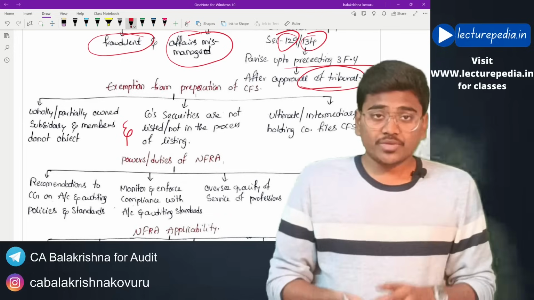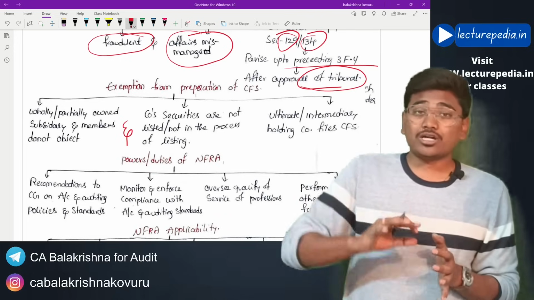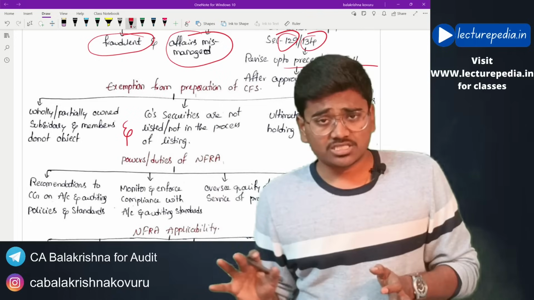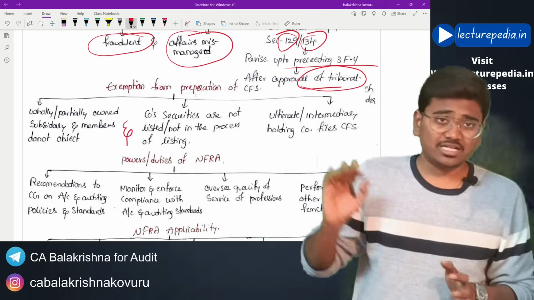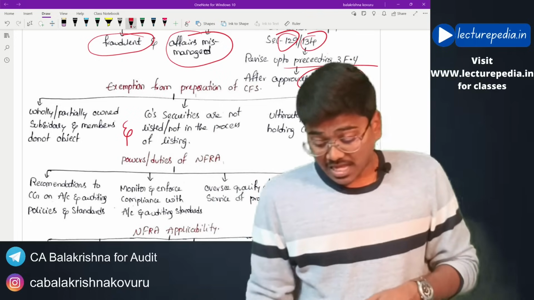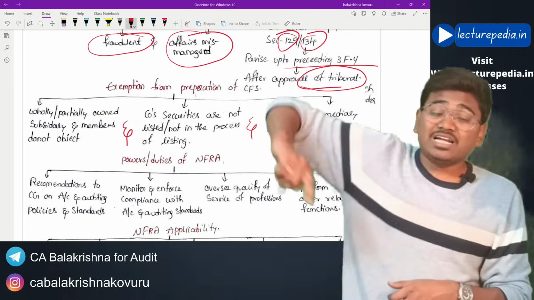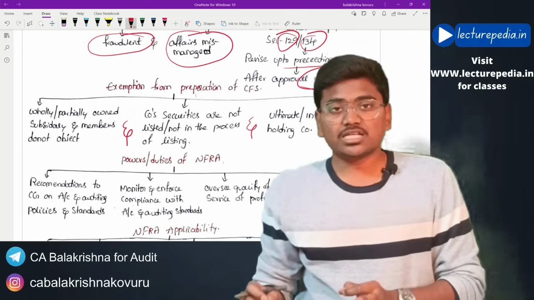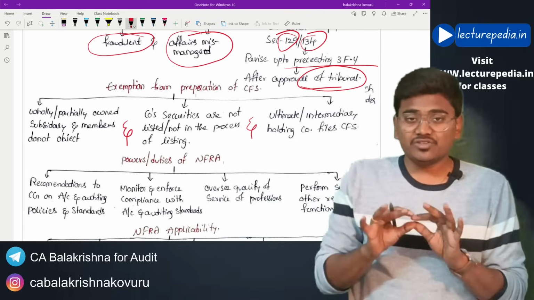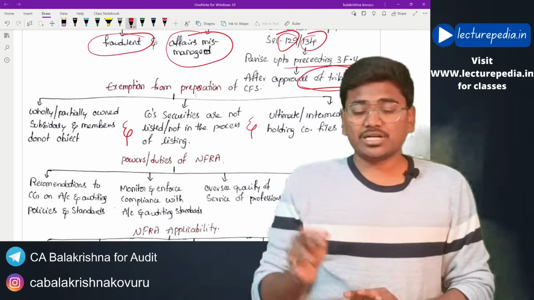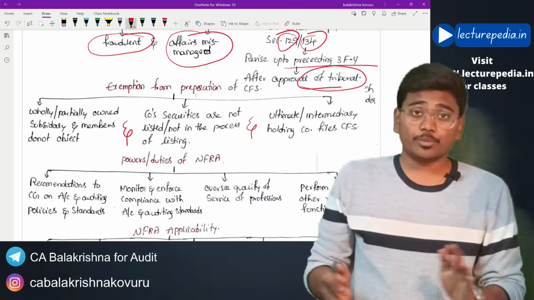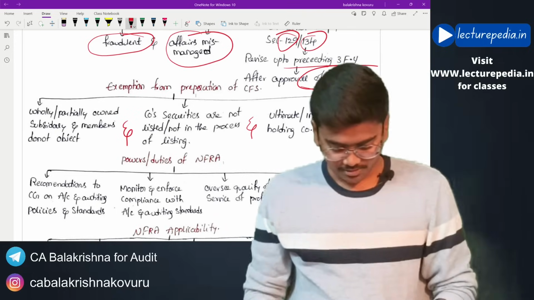Along with that, the company's securities are not listed on the stock exchange or not in the process of listing on the stock exchange, either in India or outside India. Even that condition has to be satisfied. And finally, either its ultimate holding or any intermediate holding company is preparing consolidated financial statements. If these 3 conditions are satisfied, then that particular company, even though it is having subsidiaries and associates, need not prepare consolidated financial statements.